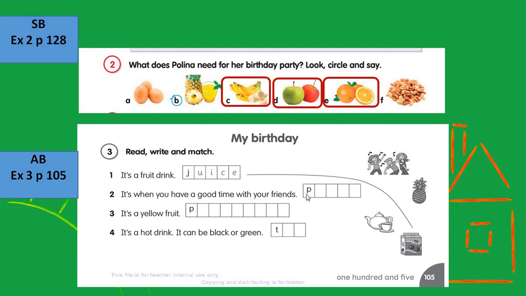So, these words start with the letter T. Number 3. It's a yellow fruit. Okay, you should write here and match the words with one of these pictures. It's a hot drink. It can be black or green.